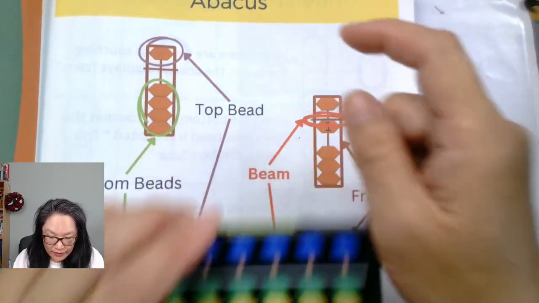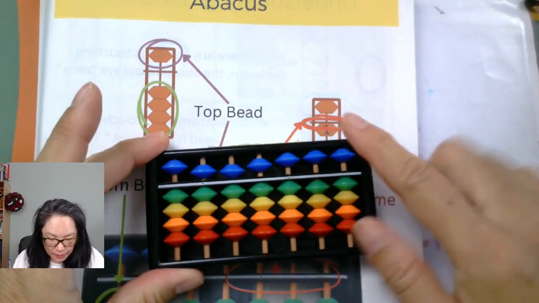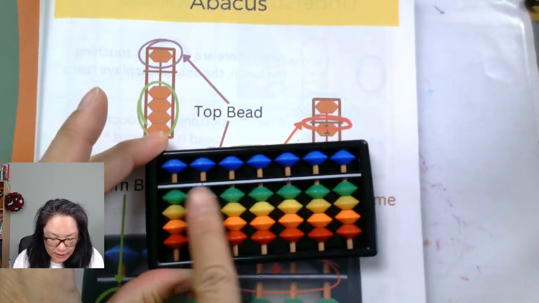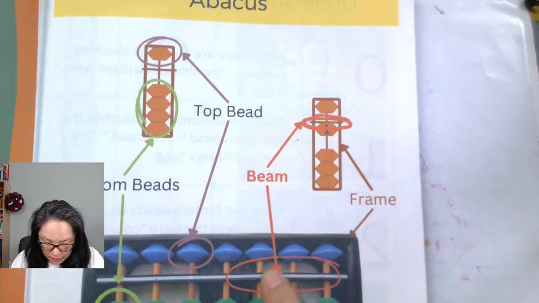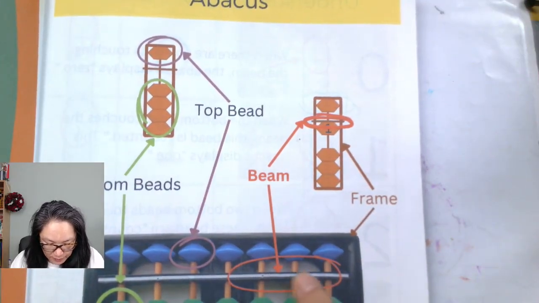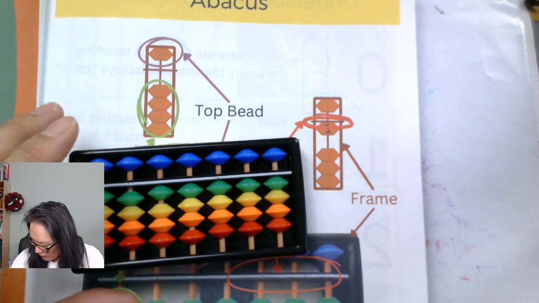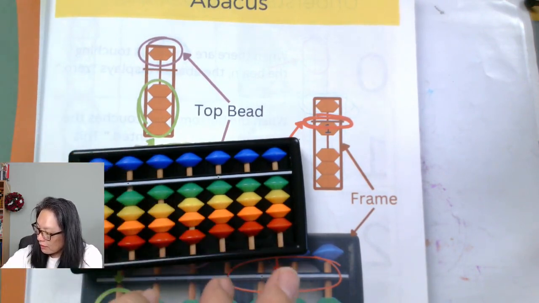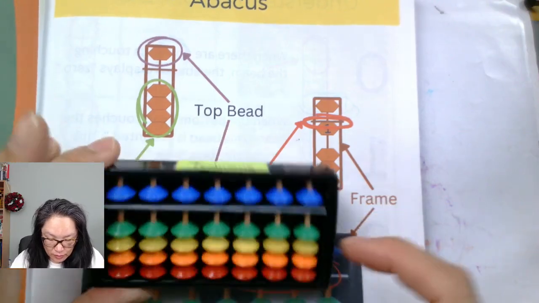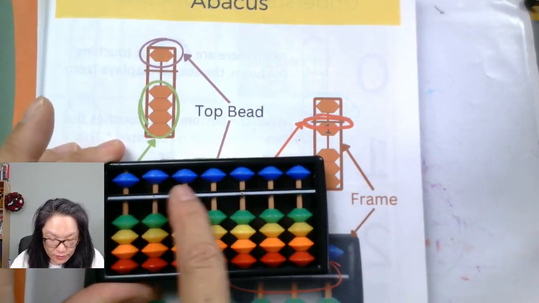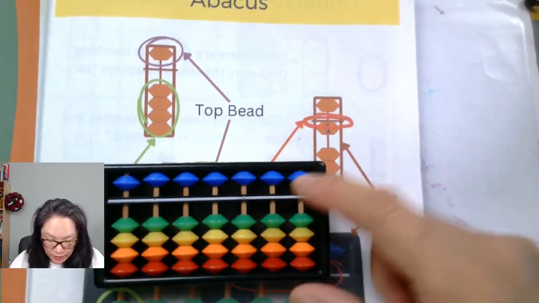We're going to know that we have the top beads. These are the top beads. Here's the horizontal bar, and then we have the bottom beads. If you look, these are the bottom beads. This beam is the horizontal bar, right? Make sense? So this horizontal bar is what tracks our information. This is what tracks our beads.